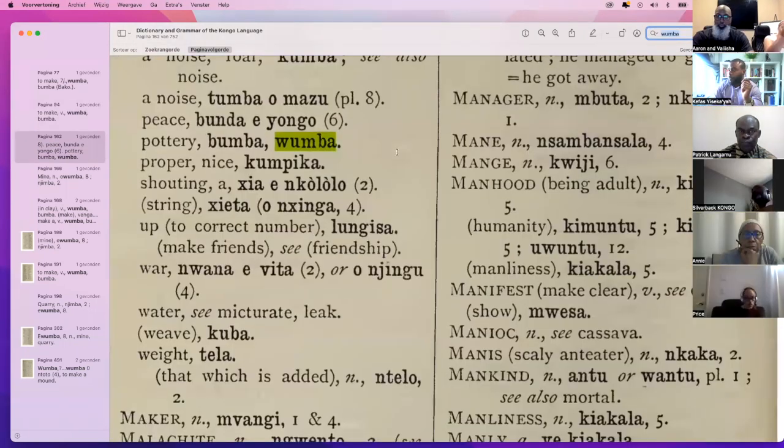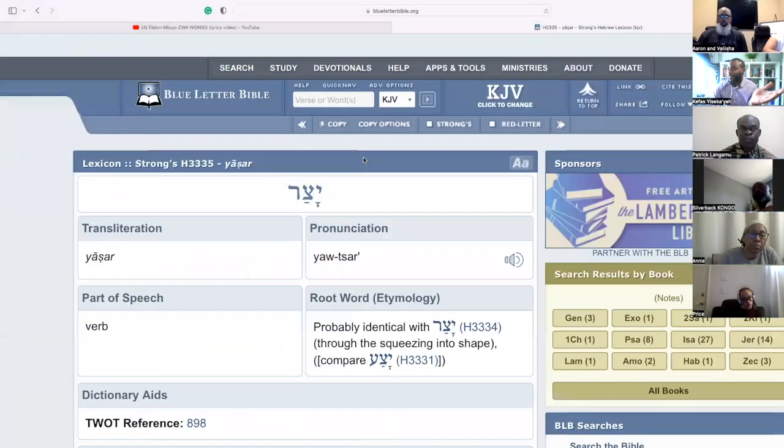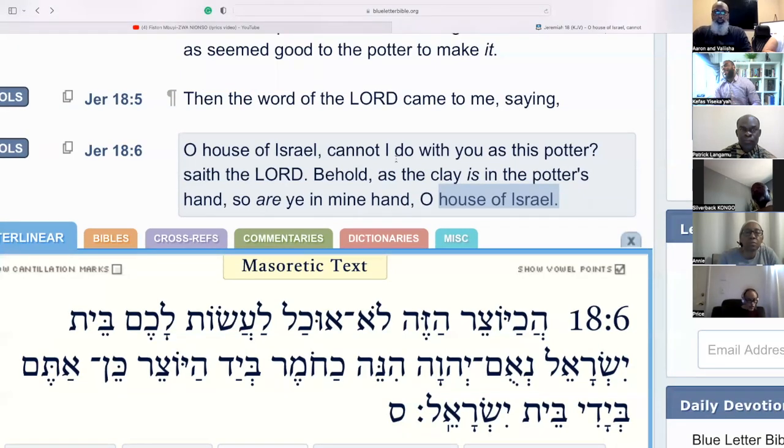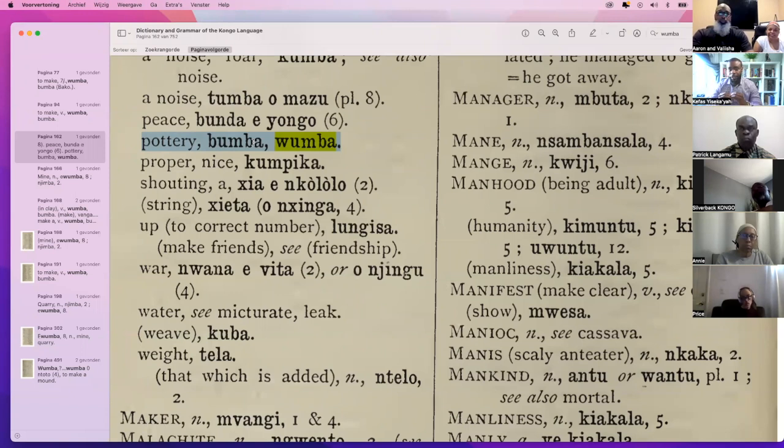Yes, Boomba. What do you see here? It's Wumba, Boomba, pottery. Pottery. Hallelujah. For those who are slow. O house of Isolele, can I do with you as this potter, Vumba? Behold, as the clay is in the potter's hand, so are you in mine hand. The creator is also known by the name Vumba, Boomba, Loa.